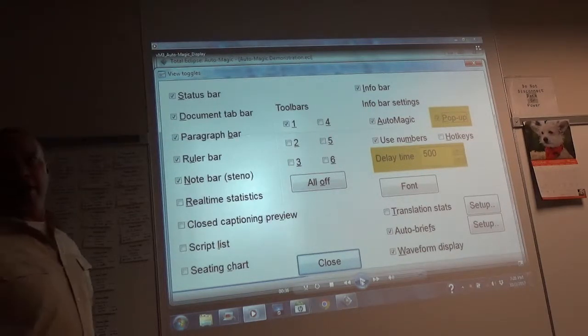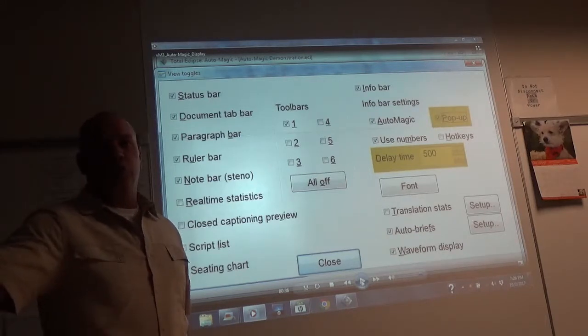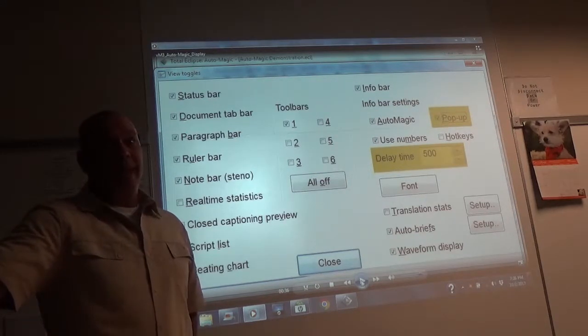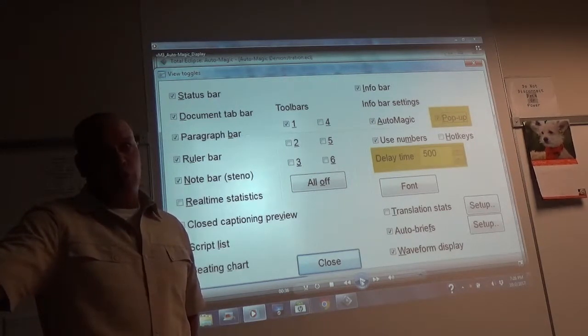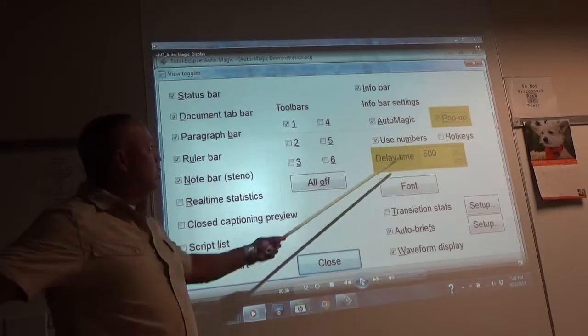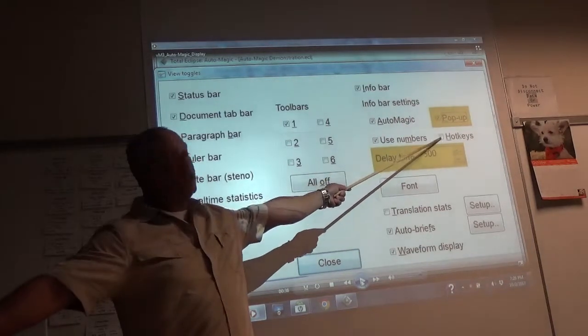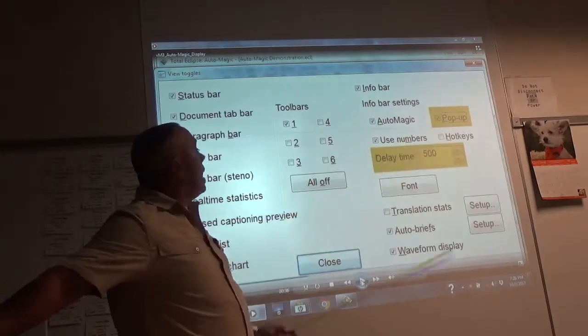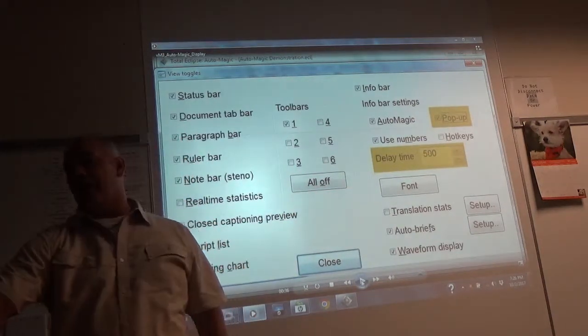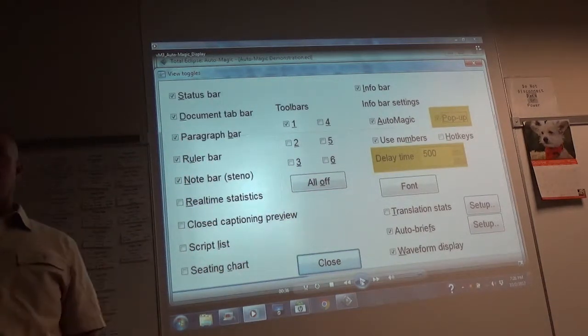I wouldn't do that if I were you. I know what they are and I still don't do it. So you should have your hotkeys checked. Got it? So go into your View Toggles. You know how to do that?